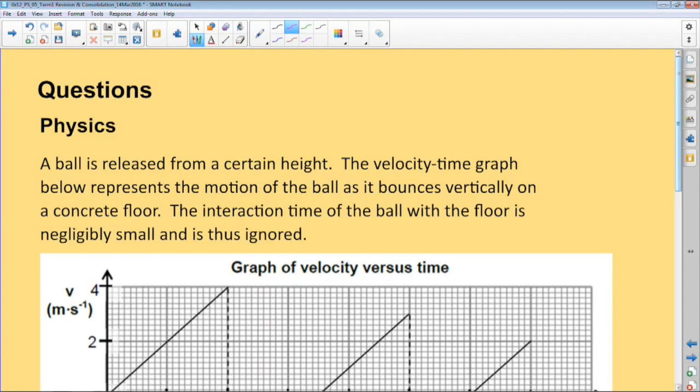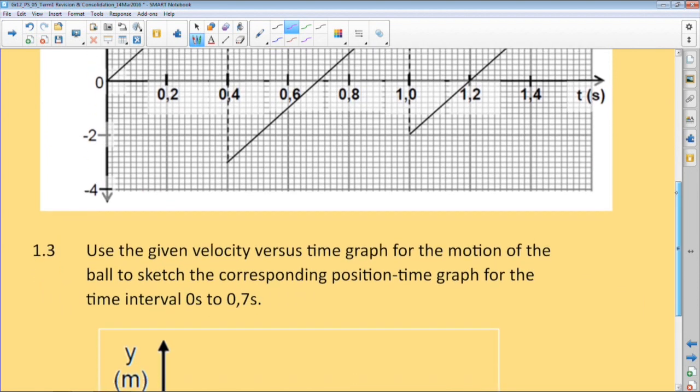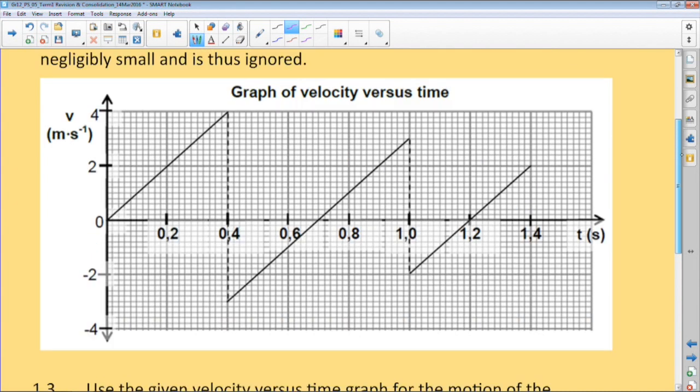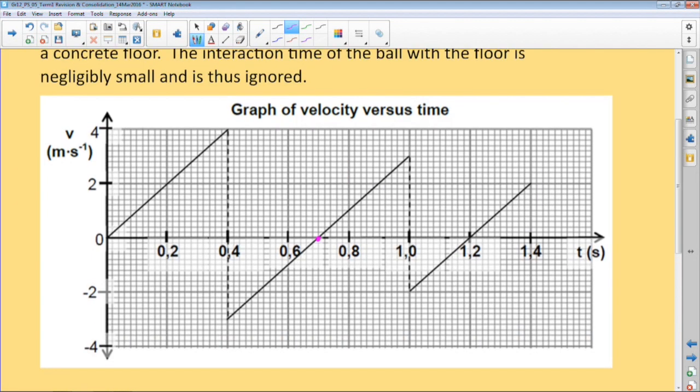So now they add to this. The next part of this question says, use the given velocity time graph for the motion of the ball. So what we've got to do is sketch the corresponding position time graph for the time interval 0 seconds to 0.7. So 0.7 seconds was here, okay? So we said it went down. Let's go here. Goes down, hits the ground, changes direction, goes up and stops.